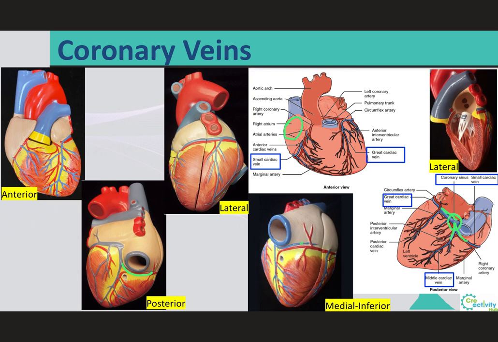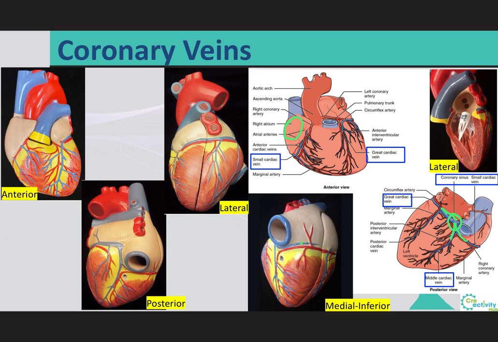This blood is filled with carbon dioxide and waste products, and it will enter the right atrium through the opening of the coronary sinus. And just to make sure that I cover all the structures on the models that will be in the lab, let's go over them now.